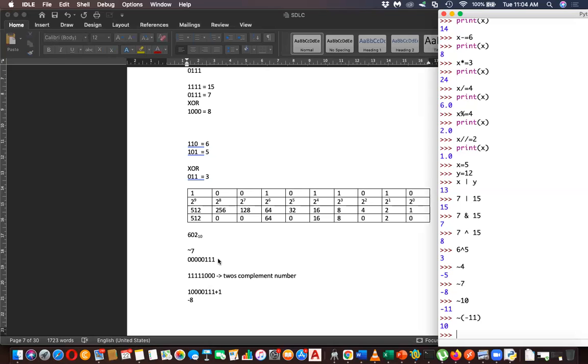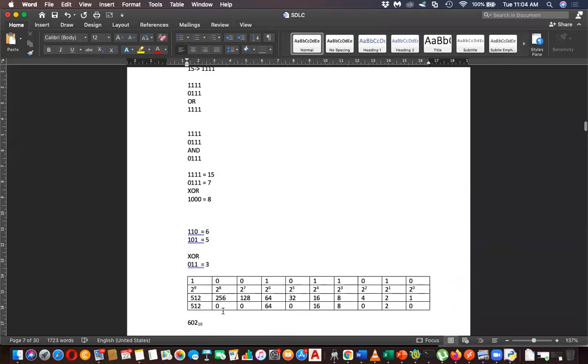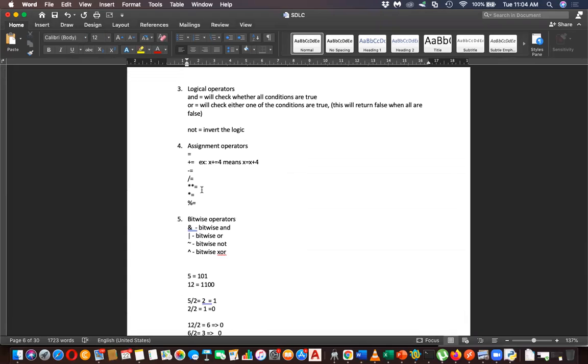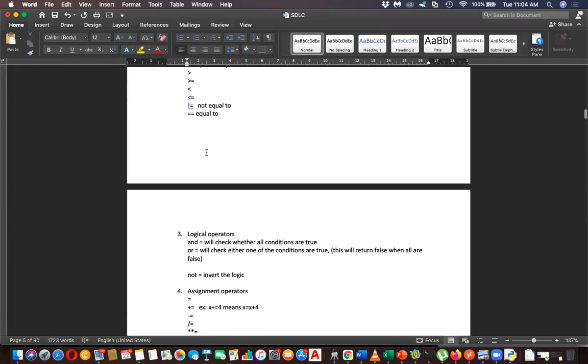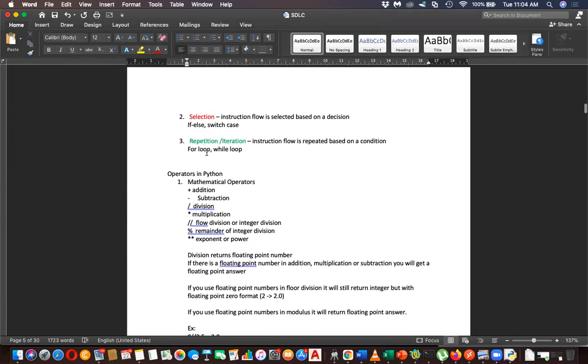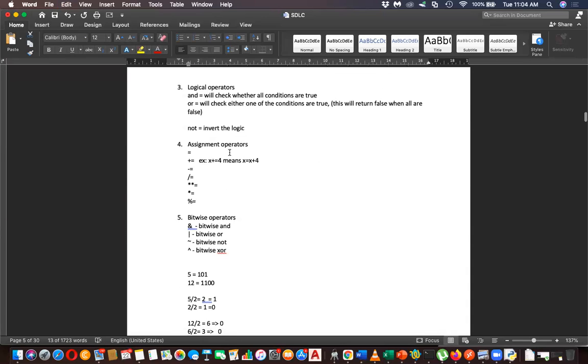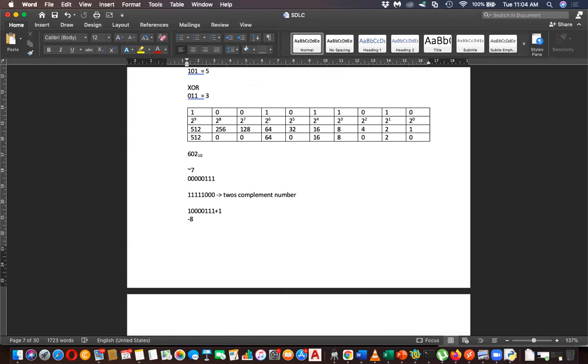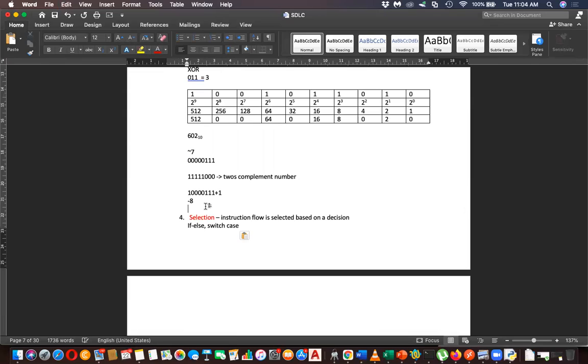Okay, with this part, the operators in Python are over. You will get a few questions from operators. Then we have to move to the second concept of programming, the second control structure of programming, that is selection.